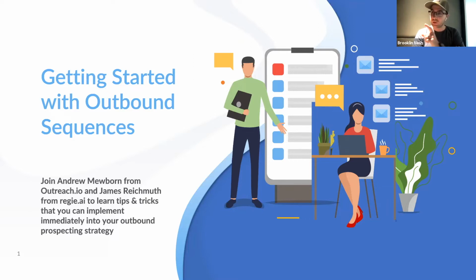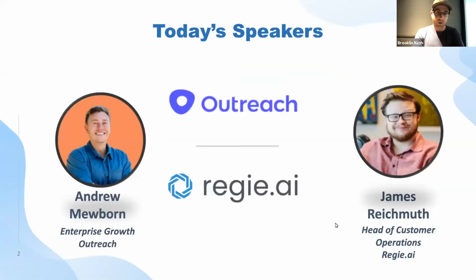If you want to find out what those three P's are, you're going to have to listen pretty closely to James and Andrew in this session. We've got James here from Reggie.ai. He's got some great content lined up. And Andrew from Outreach.io, who's our second expert here to weigh in on the best practices and tips and strategies that James will be sharing.